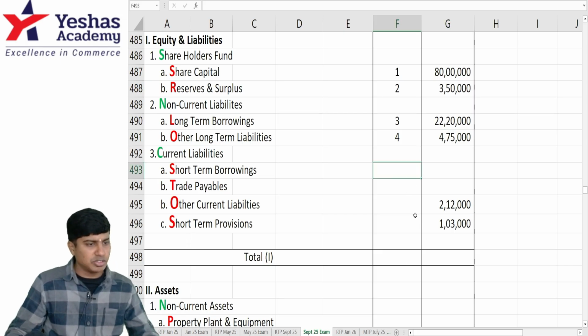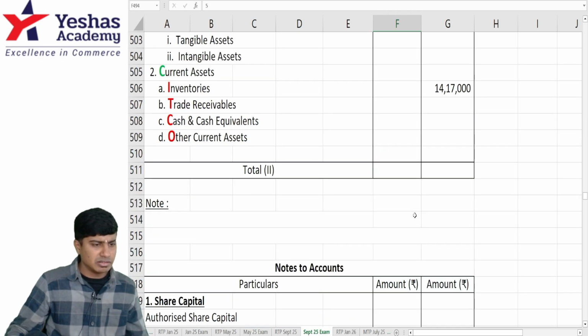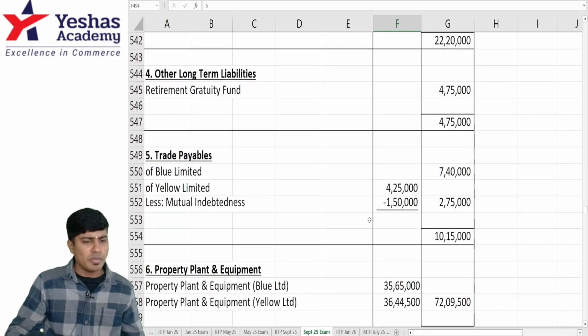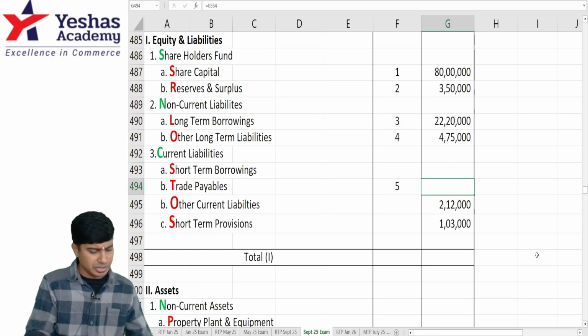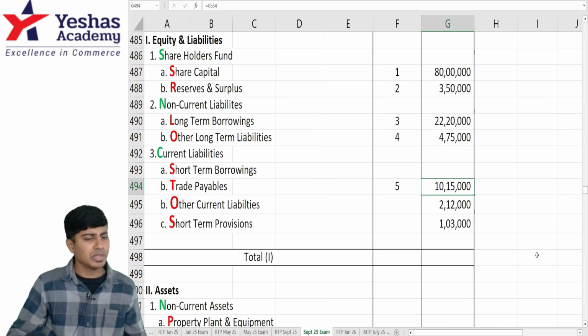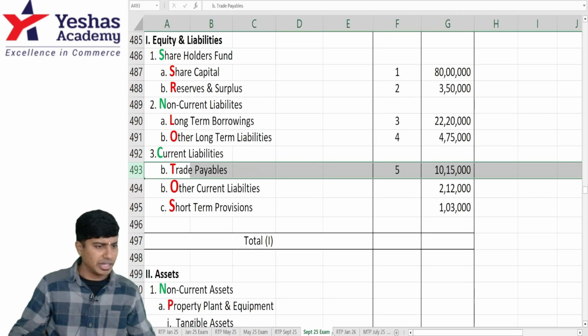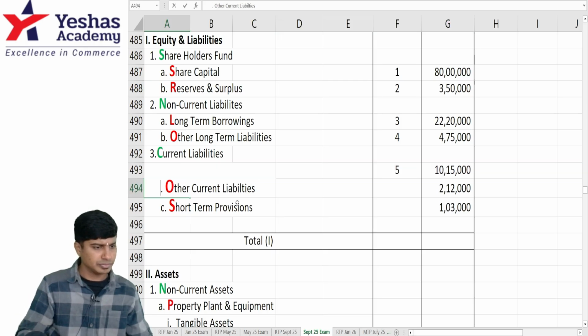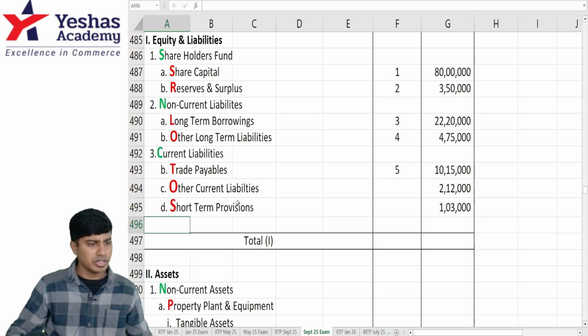Note number 5, short term borrowings is not there, and trade payables is there. How much is trade payables? 10 lakh 15. Let me write here. 10 lakh 15. That's it. Other current liabilities and short term provisions I wrote directly. This I can eliminate actually. Correct? Oh, sorry. This should be A. That should be B.